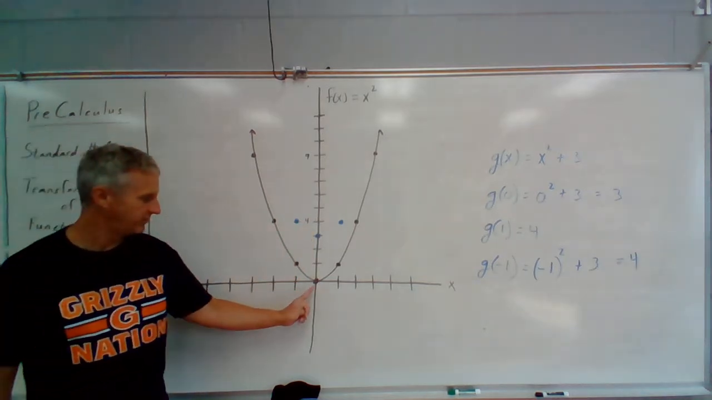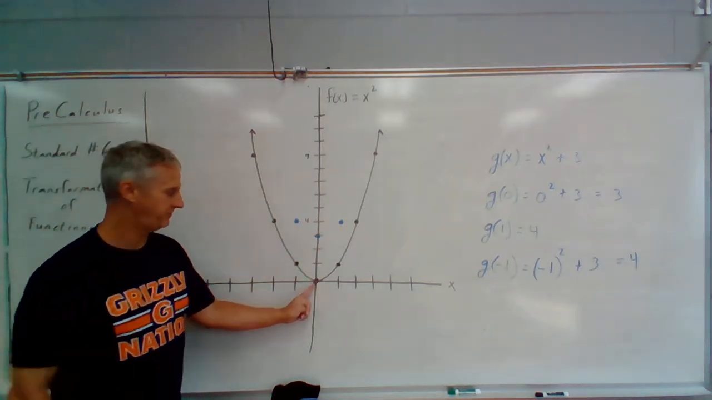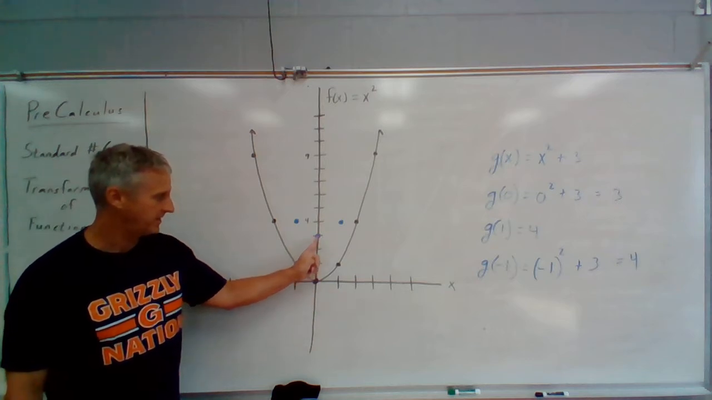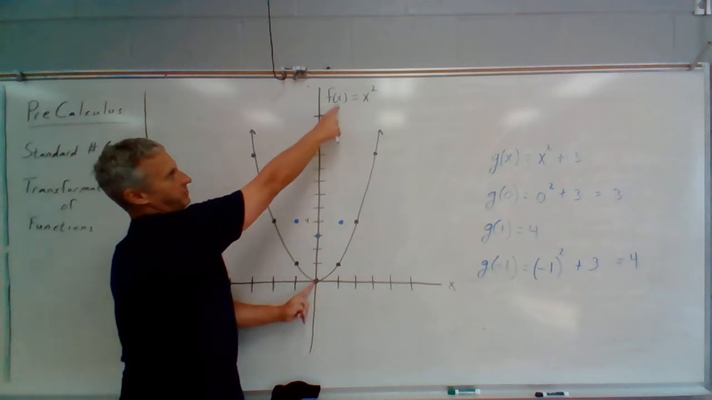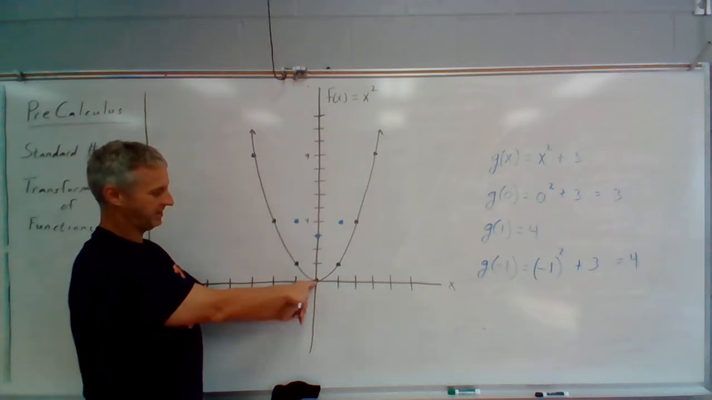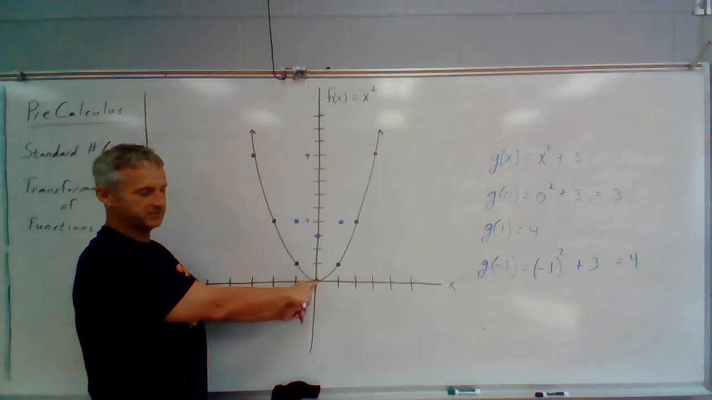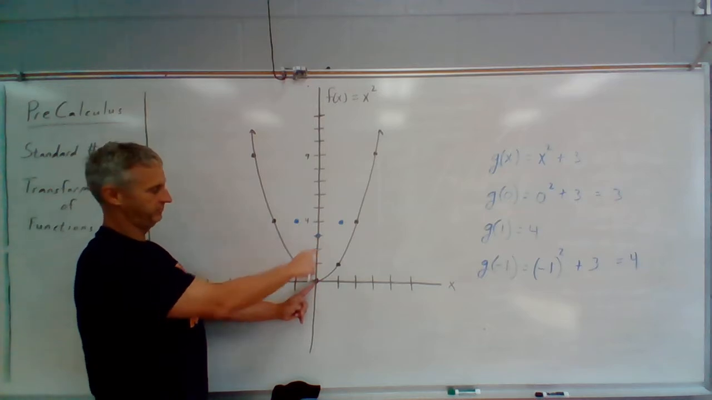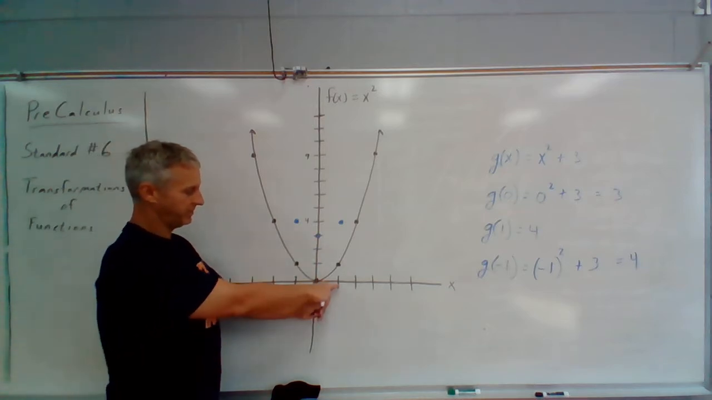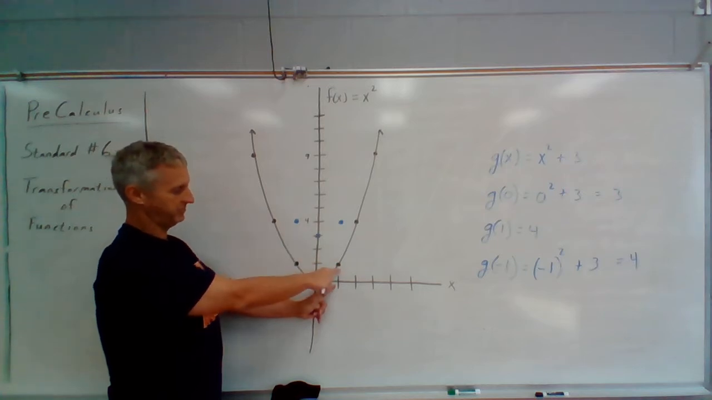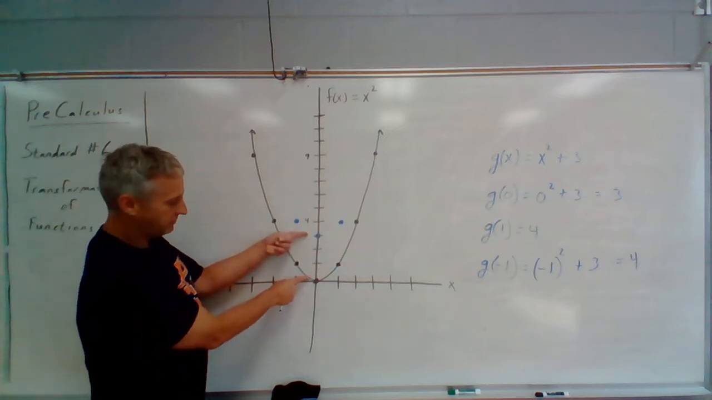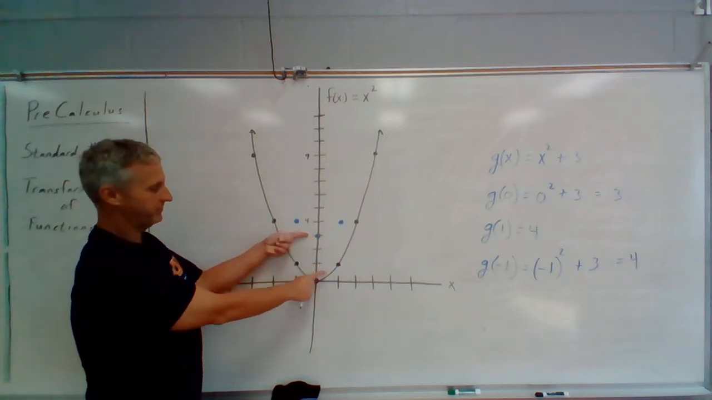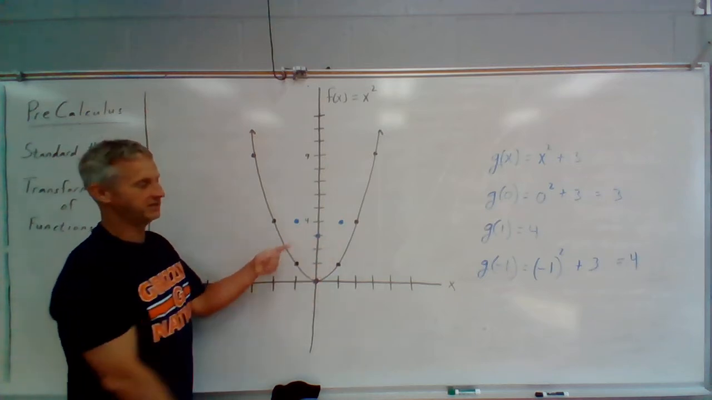Notice when I plugged in 0 to the blue g function, I got a 3. When I plugged 0 into the black function, f, I got a 0. So this dot corresponds with this point. And when I plugged a 1 into the f function, the black function, I got a 1. When I plugged a 1 into the blue function, I got a 4. So notice that this point got shifted up 3. This point got shifted up 3.